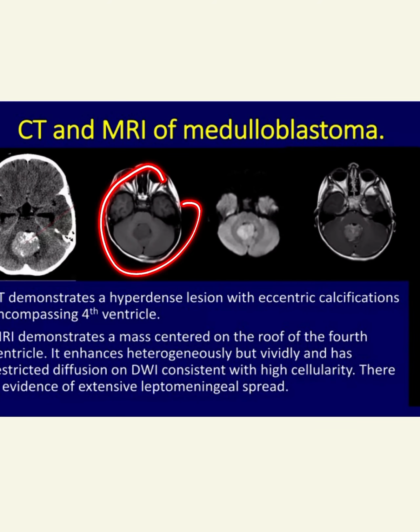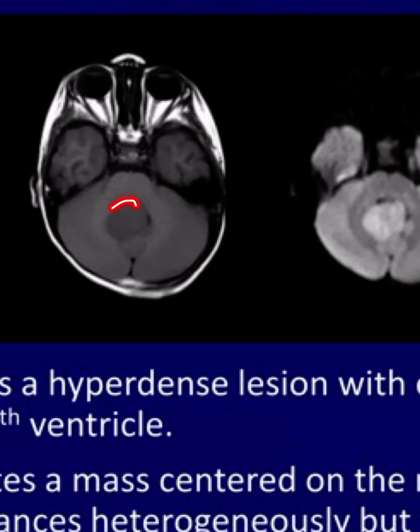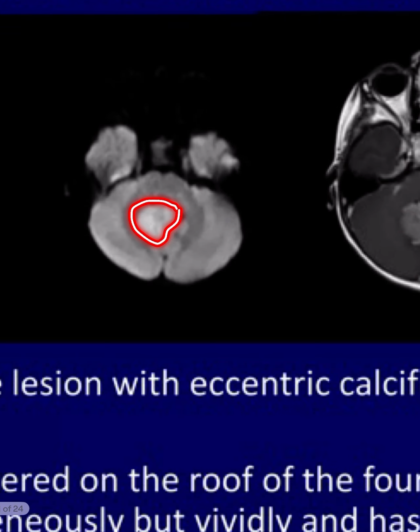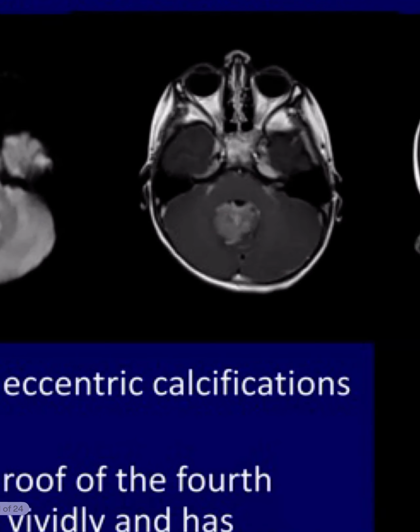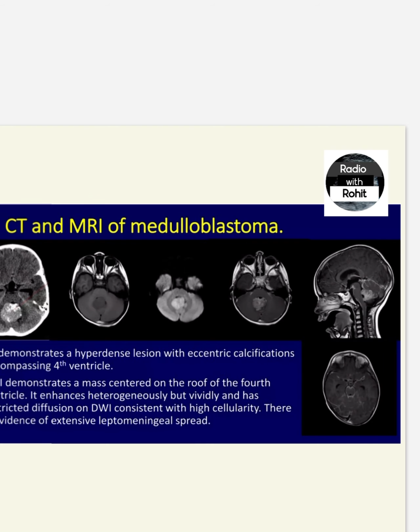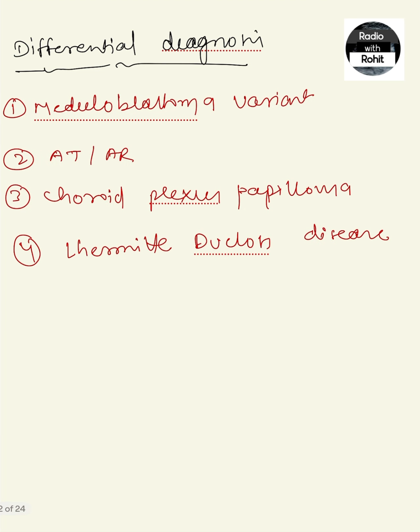This is our MRI. Here we can see that there is a hypointense lesion present in the floor or the roof of the fourth ventricle. This is a DWI image. Here we can see that it shows the beautiful restrictions and post contrast study it shows the enhancement. So here we have the medulloblastoma.